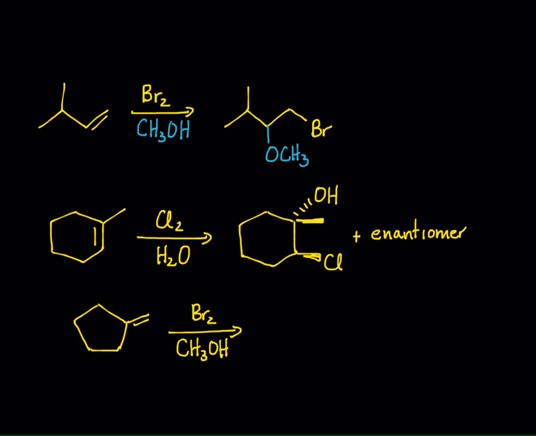So let's take a look at methylenecyclopentane reacting with bromine in the presence of methanol. Again, we have to think about methanol. Methanol is going to make a methyl ether. It's going to attack the more substituted carbon, and therefore my product looks like this, right? So there are all these little things that we have to think about, but if we understand the mechanism, we can think about the mechanism.